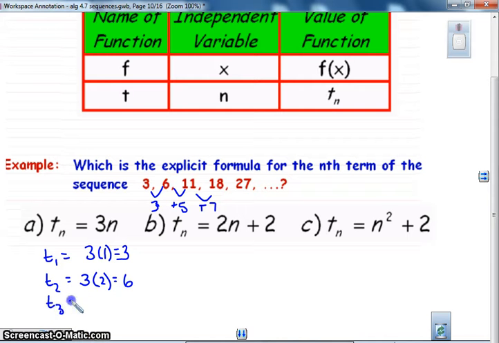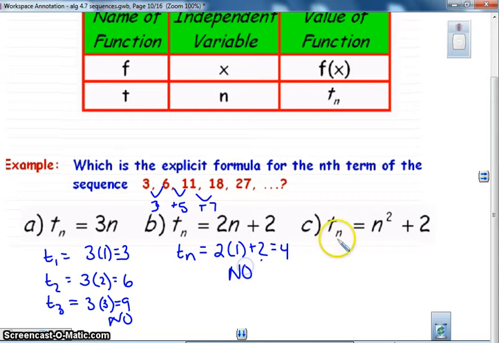Term 3, it looks like this one might be working, but here's where it doesn't work. 3 times 3 gives us 9. Our third term is 11, so we cannot use this one. We now want to try this next one, T of n. Part B says I should take 2 times 1 plus 2. 2 plus 2 gives us 4. Right away it doesn't work in the first term. It looks like this other one should be our solution.